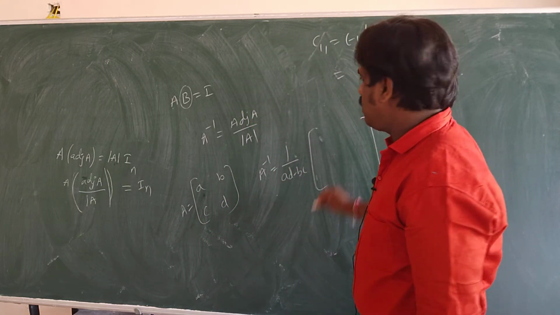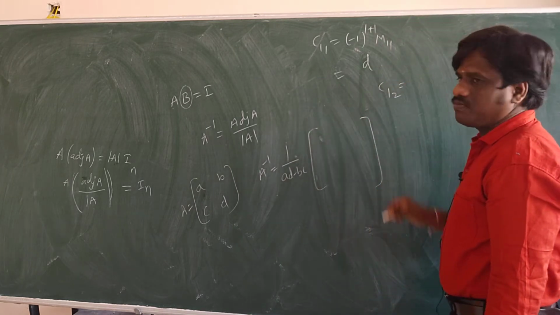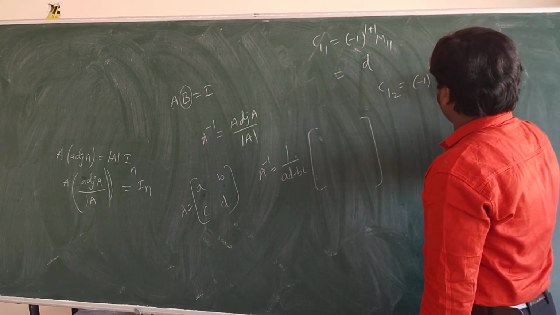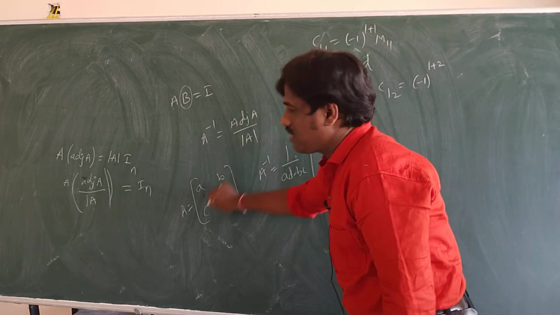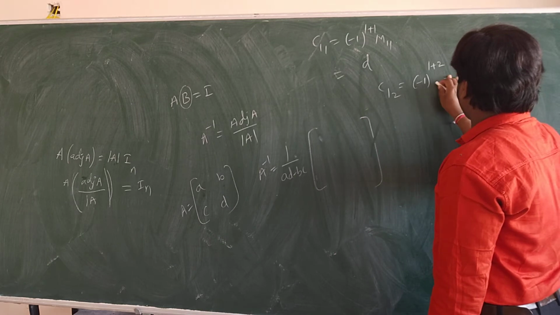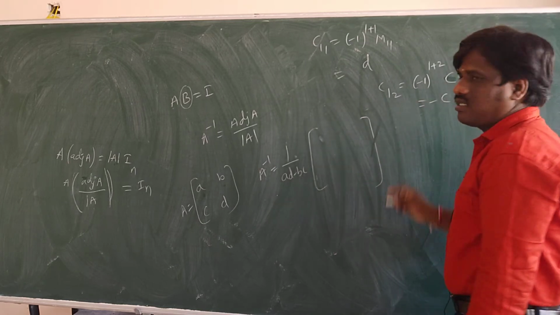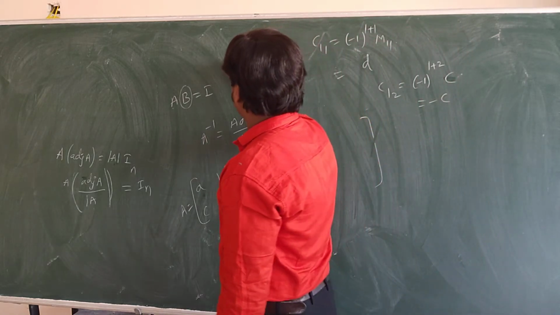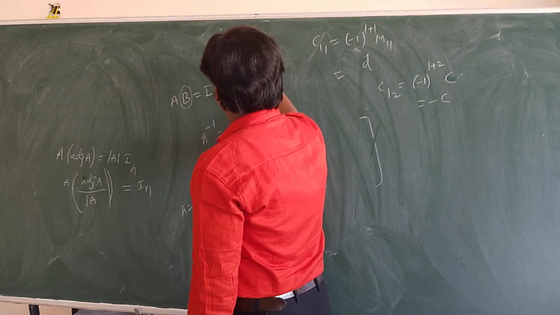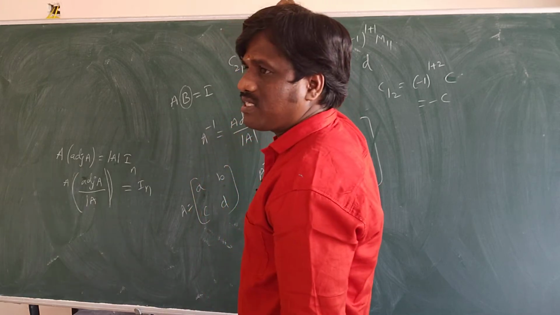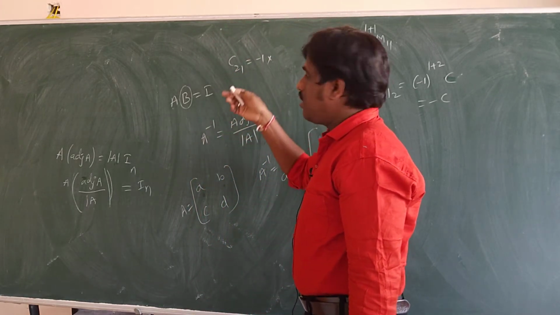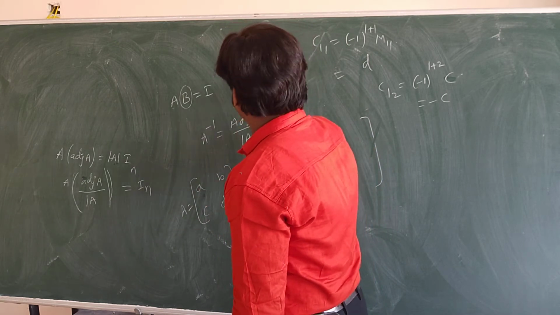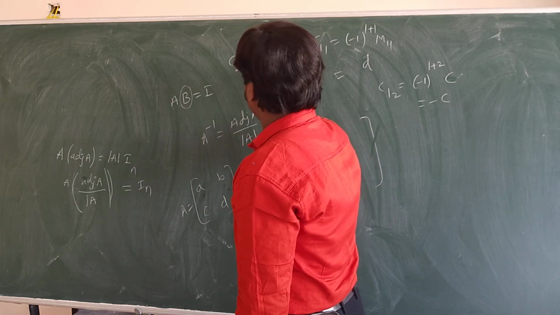C11 you got D. Suppose you are taking C12. This one, so this will be what you get: minus 1 power 1 plus 2 into, but this transpose will be what here, C. So you get here this value is minus C. C21 will be what here, that is minus 1 into minus 1 power 2 plus 1, that is minus 1 into, and you get C, this is closed, so B you got, so that is minus B.